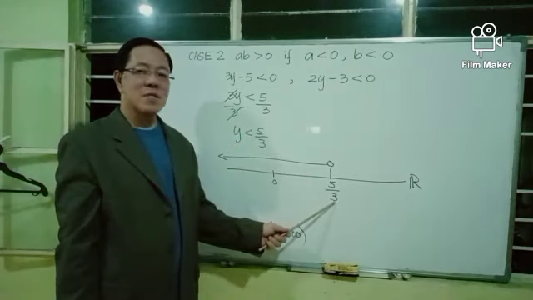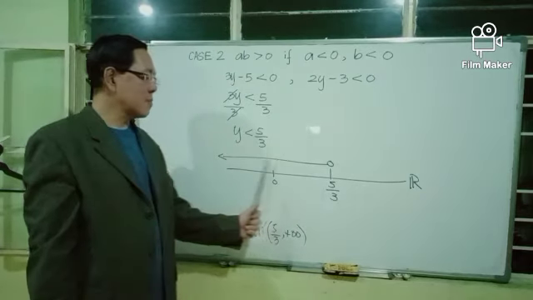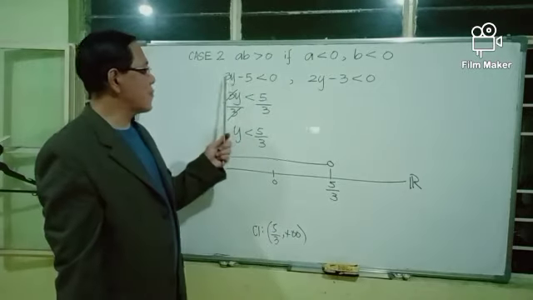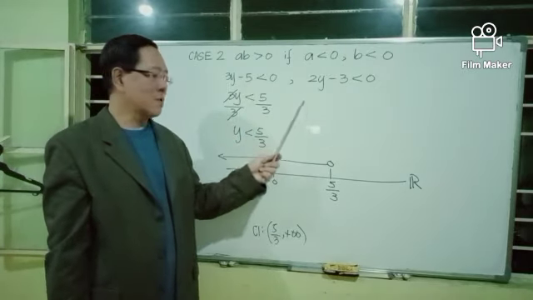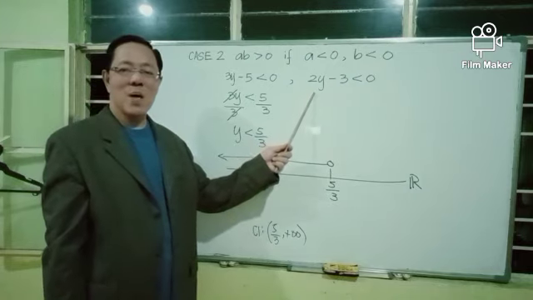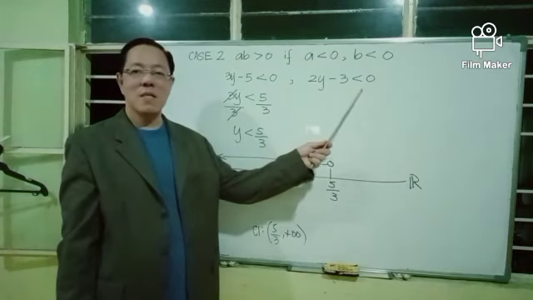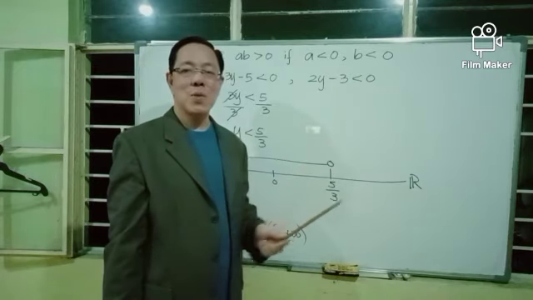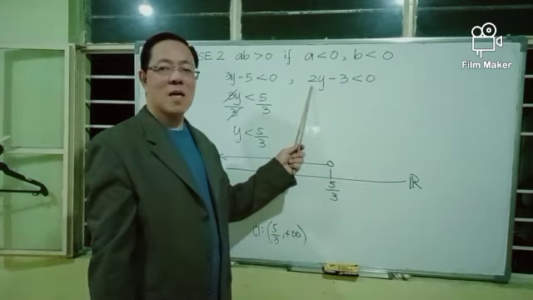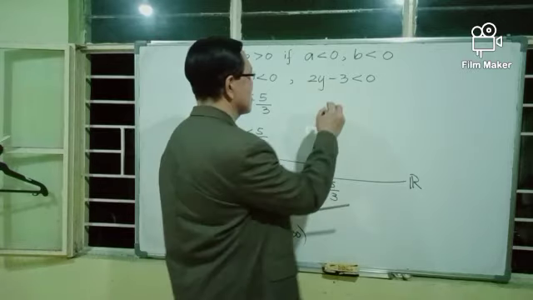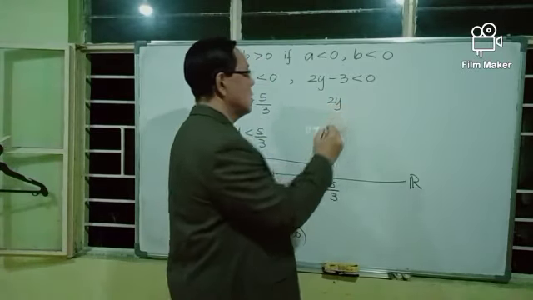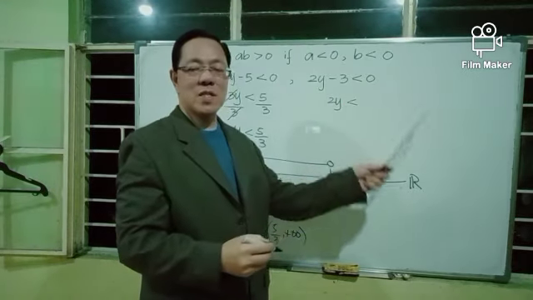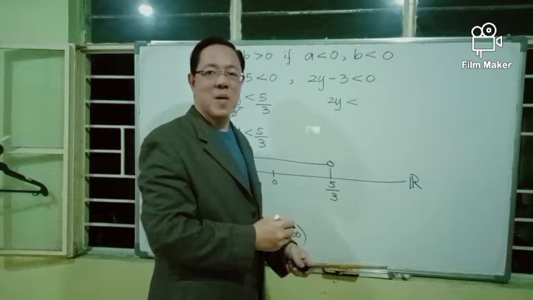All the real numbers that are less than 5 over 3, the real numbers to the left of 5 over 3 are solutions of 3y minus 5 less than 0. Now we solve the linear inequality 2y minus 3 less than 0. And we start by transposing negative 3 to the right hand side. At the left hand side, we have 2y less than negative 3 transposed to the other side, you get positive 3.